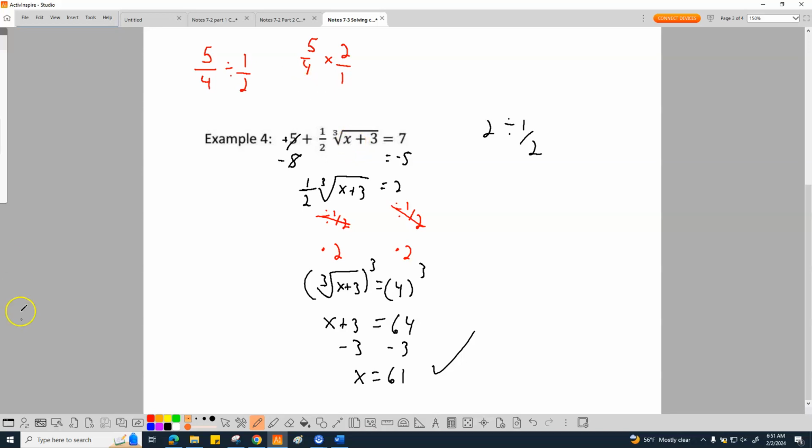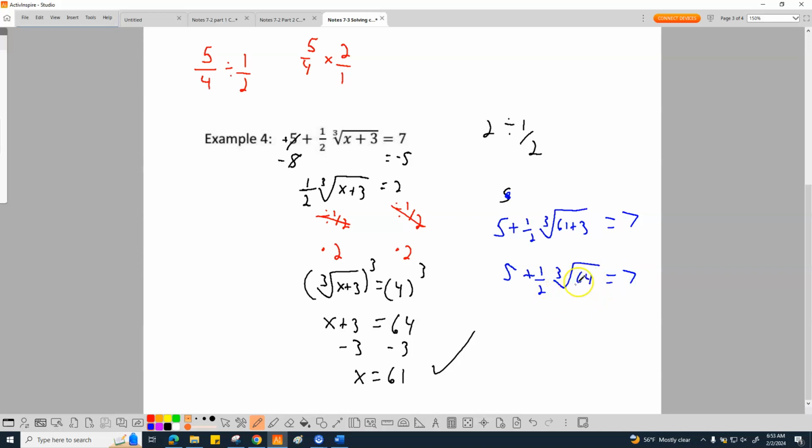Let me push pause and look at this for a second. Hold up. All right, I just paused it and I'm coming back. Yes, if you plug your 61 into this, you'll check it out. I'll at least show plugging it in. Let me switch colors first. 5 plus 1/2 cube root of 61 plus 3. Does it come out to equaling 7? So if I have 5 plus 1/2 cube root of 64, does it equal 7?